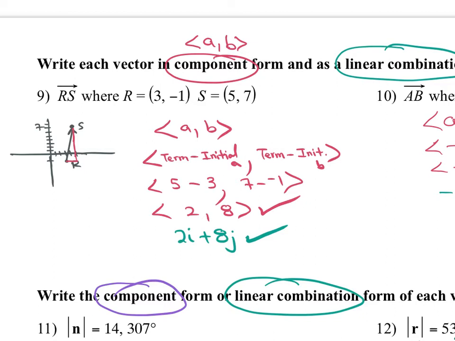Now, to illustrate what that means, we start here at point R, which is 3, -1, and we go towards point S, which is 5, 7. And this vector, going from R to S, is a vector that goes over 2 and up 8. And that's what the 2, 8 is representing.